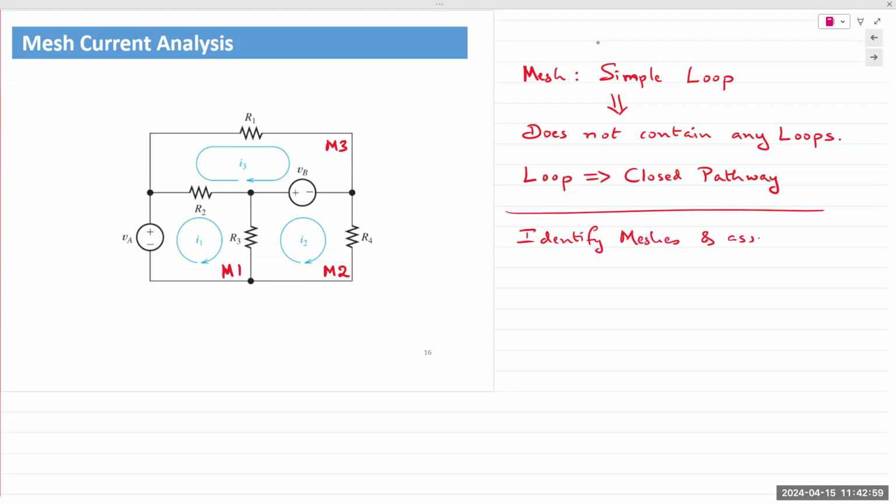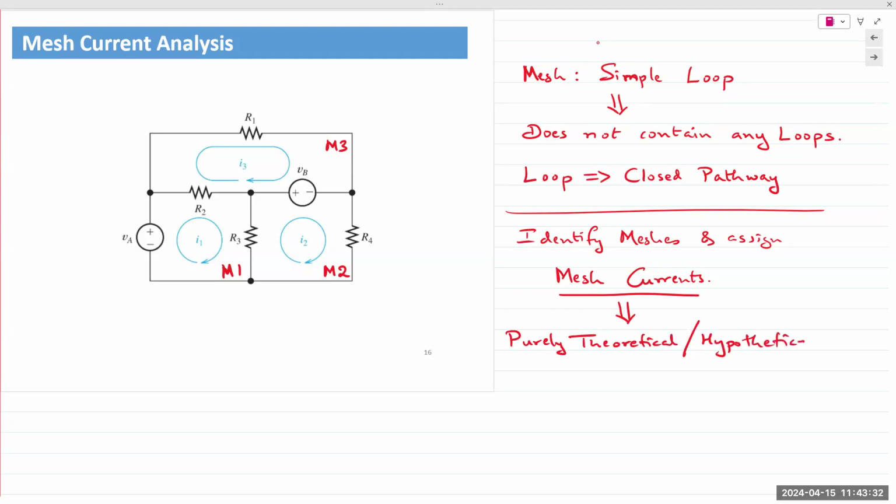Assign mesh currents to each mesh. Now, mesh currents are not real. They are purely theoretical or hypothetical, if you will. Okay, they are not real. They do not exist in real life.